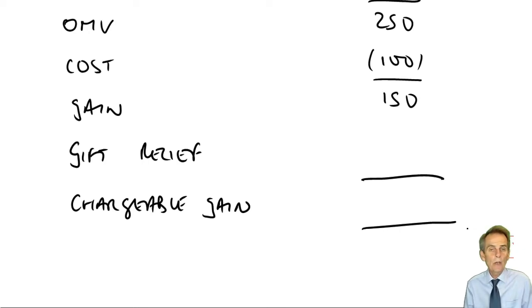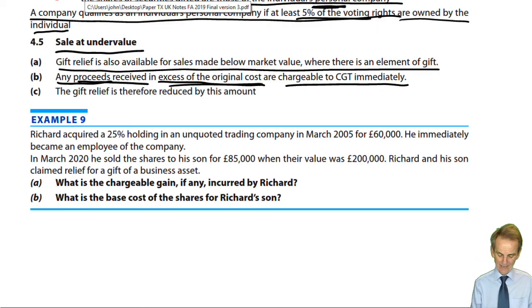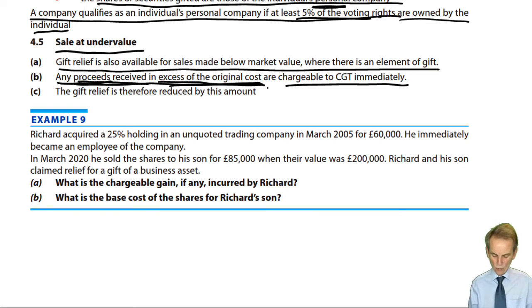So what did we do? It was a bit like the situation of partial rollover, whereby we worked out how much of the gain remained chargeable, and then the rollover was a balancing figure. So it is here. We work out the amount of the gain that remains chargeable. Now look back at what the note said. It says, any proceeds received in excess of the original cost, that amount is chargeable to CGT immediately.